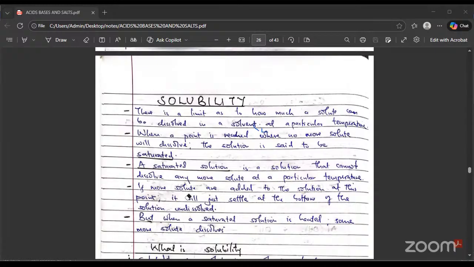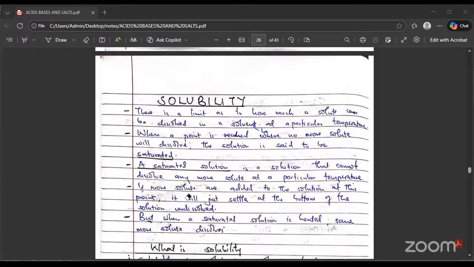Now, when we talk about saturated solution and temperature, we give the specific temperature because anytime we heat a saturated solution, it will dissolve more. I normally ask students this way.